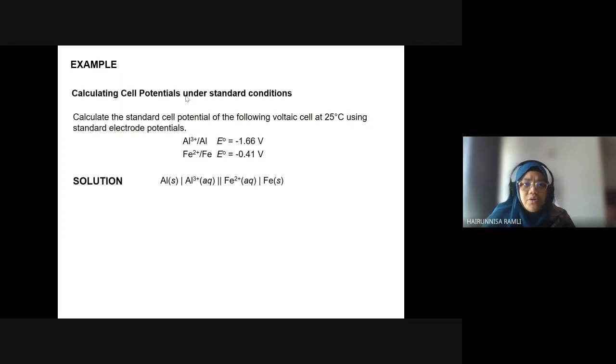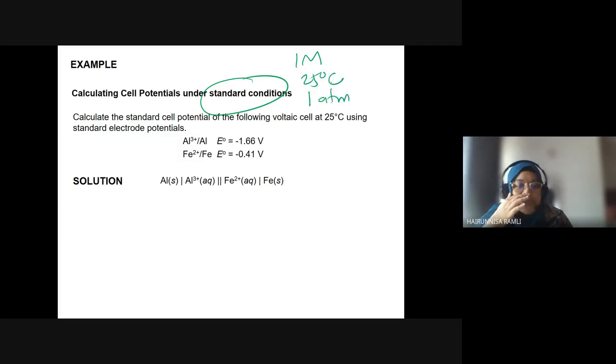So for example here, how to calculate the cell potential under standard condition. Standard, if you still remember, means the concentration is 1 molar, the temperature is 25 degree Celsius and the pressure is 1 atm. Okay, so that is what standard means. So calculate the standard of this following voltaic cell at 25 degree Celsius using the standard electrode potential.